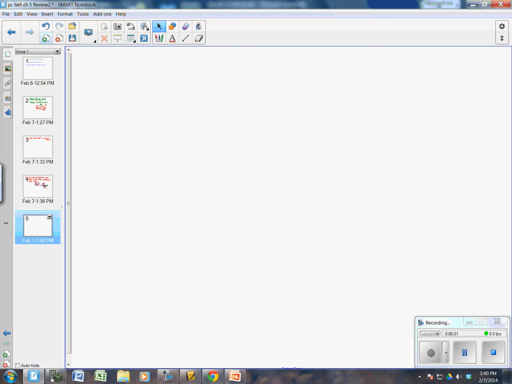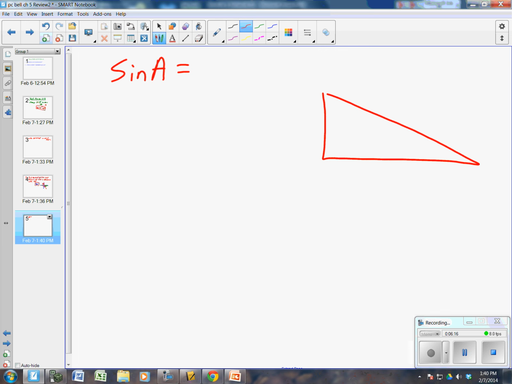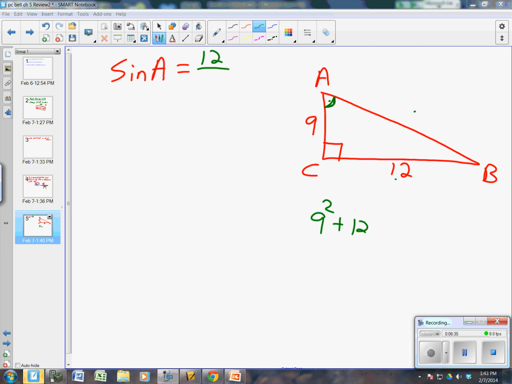Find the sine of angle A in the triangle on the right. Find the sine of A equals what? And I'm going to give you the triangle right here. Okay, I want you to find the sine of angle A. Go. Sorry, I forgot to start this.